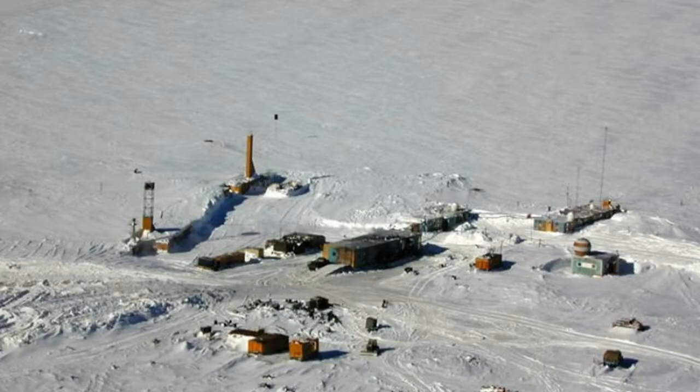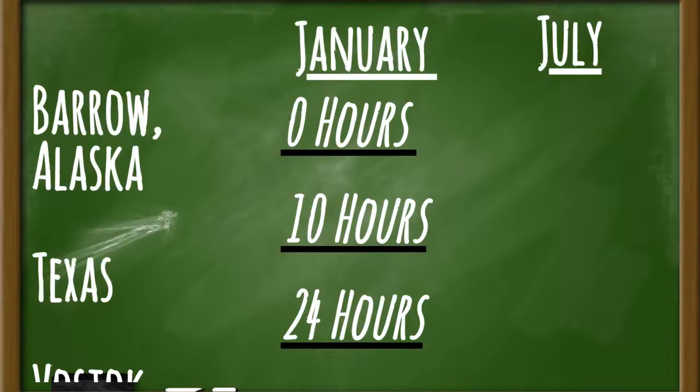And lastly, in Vostok, Antarctica, because it's so cold there, the 24 hours you can always see the light. You can see anything that's going on. And let me tell you, you're looking at a lot of snow. Different types of daylight in these places when it comes to July as well. Now, make sure you pay attention carefully and write these down accordingly.